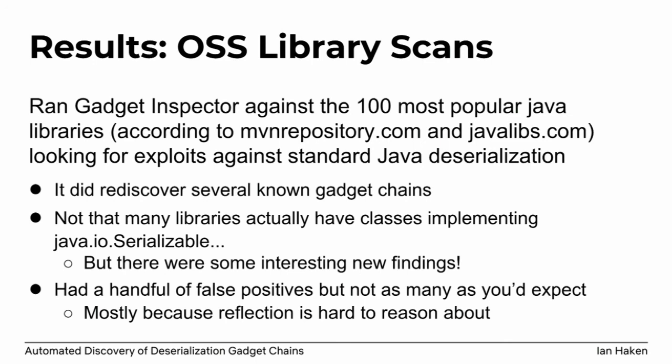It turns out that not that many open source libraries actually implement classes that implement Serializable. It's not that popular these days to use the ObjectInputStream, but there were a few new things that fall into that class, so I'm going to talk about those. It did actually find some interesting new stuff. It did have a handful of false positives because there are some assumptions, but not as many as you'd expect. I think that's because most of those assumptions I made are reasonably valid. They make sense in this context. Most of the sources of false positives are because reflection is hard.